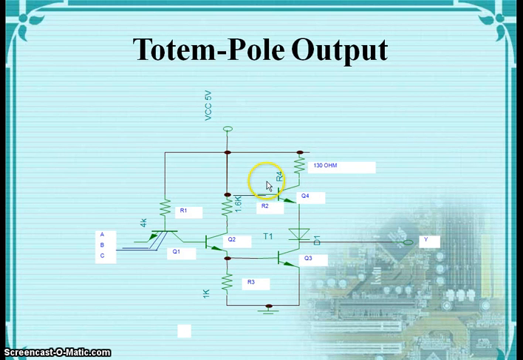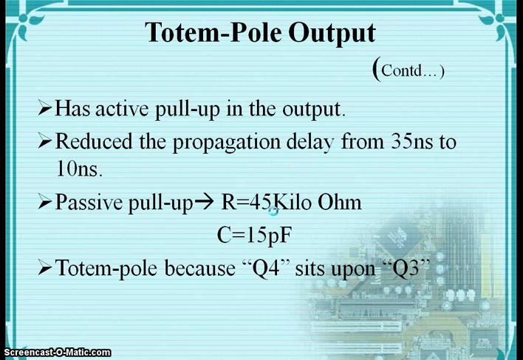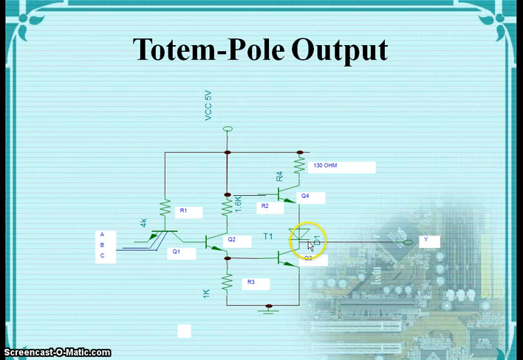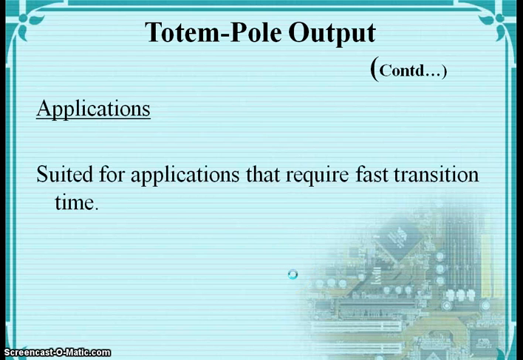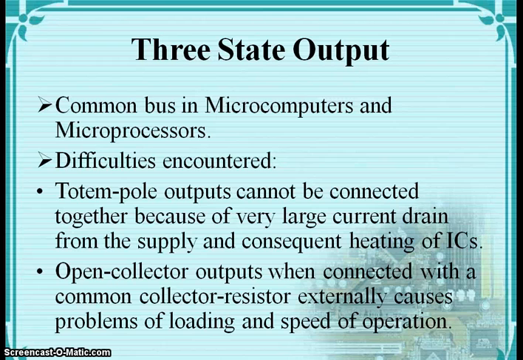The passive pull-up is replaced by an active pull-up in the case of totem pole output. It reduces the propagation delay from 35 nanoseconds to 10 nanoseconds. The passive pull-up consists of a resistor and a capacitor. It's called totem pole because the transistor Q4 sits upon Q3. The application is it's suitable for applications that require fast transition time. The three-state output is used in common bus in microcomputers and microprocessors.